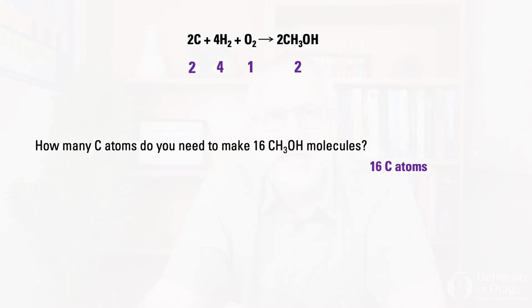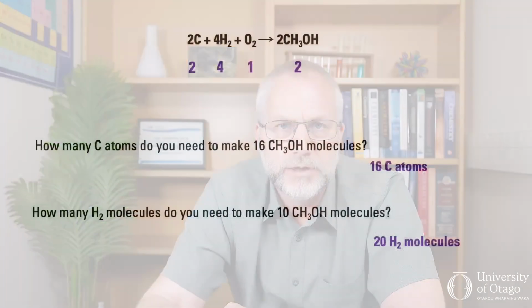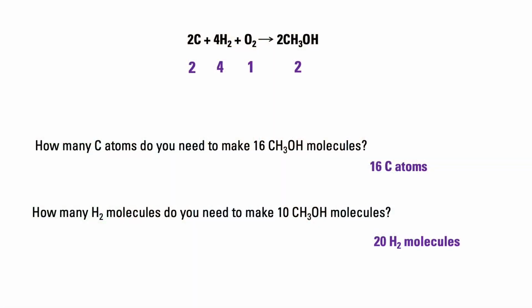If I wanted to make 10 methanol molecules, how many hydrogen molecules would I need? Well, my balanced chemical equation tells me I need 4 H2s to make 2 methanols. If I want to make 10 methanols, then I will need 20 H2s, right? Twice as much, because to make 2 methanols, I need 4 H2s, twice as many molecules. So to make 10 methanols, I'll need 20 H2s, right?